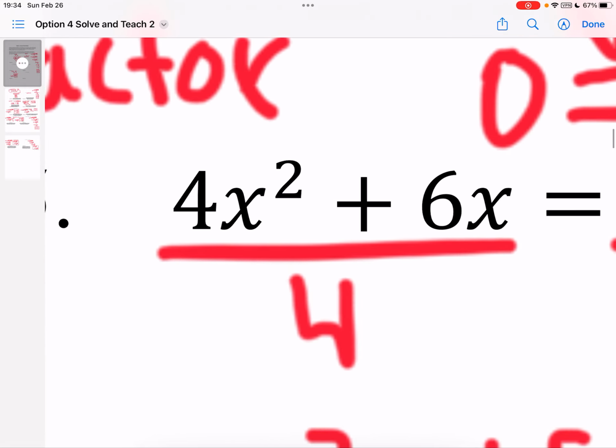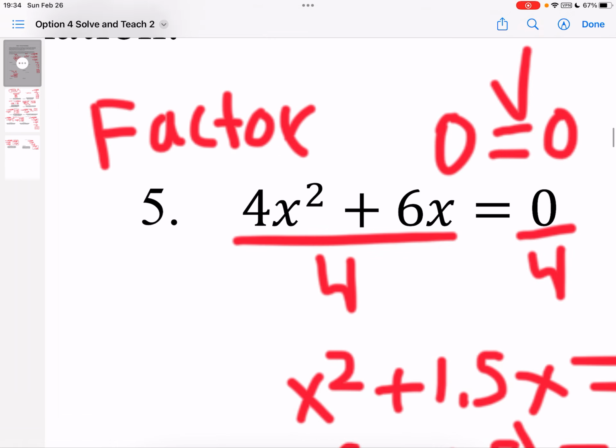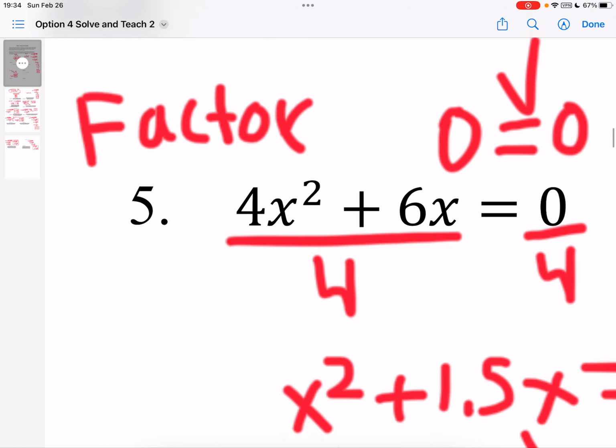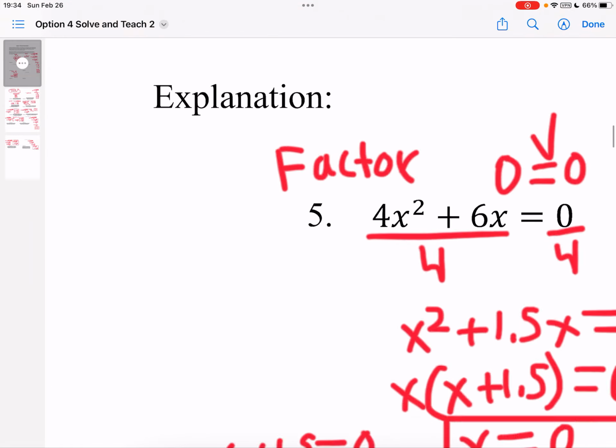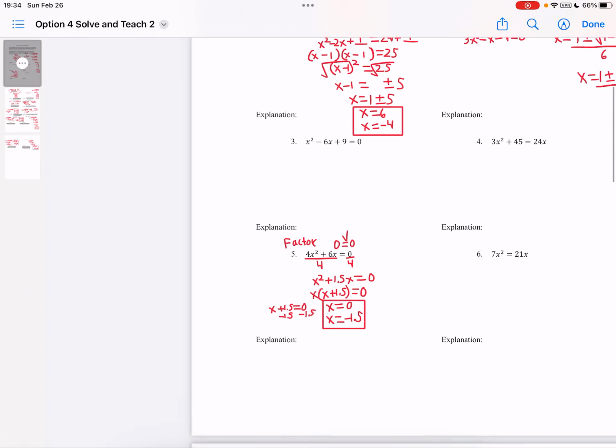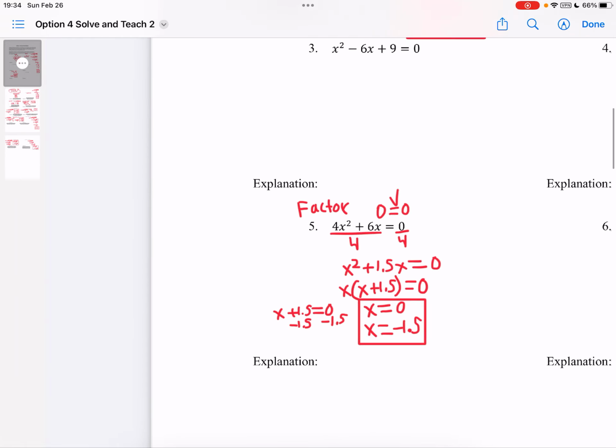If it's 2 terms that both have x, it's not like 4x squared plus 5, then I don't know about factoring. But if it has like 4x squared plus 6x, any number plus some number that both have x, then you should probably use factoring because it'll just be so much easier.